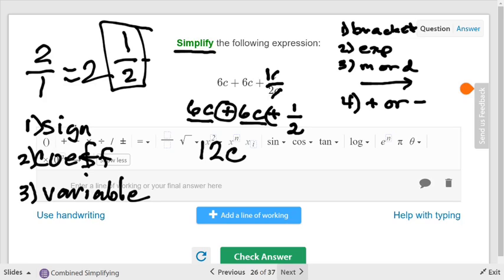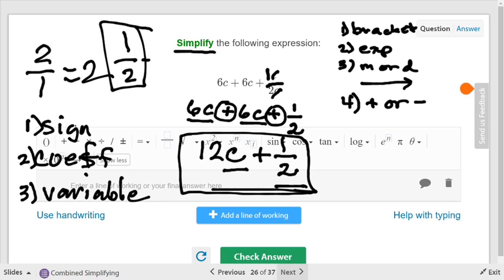And then here's another addition, but I'm adding 1/2. Can I add 1/2 to 12c? No, because that's a c and that's a constant. So my completed answer is what? 12c plus 1/2. Okay? Be careful.